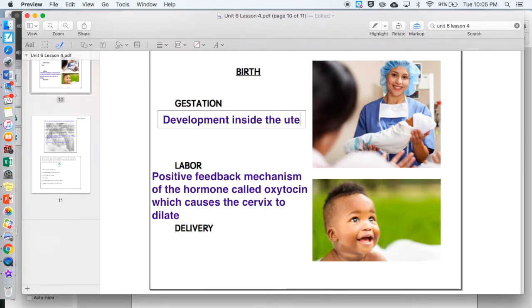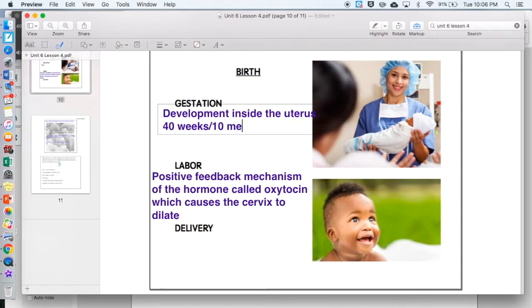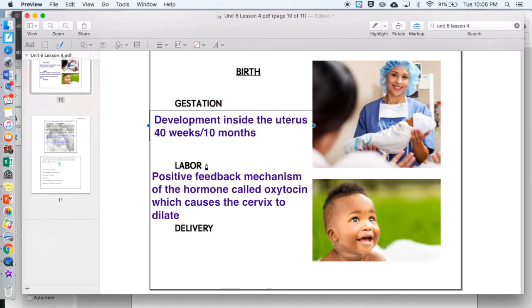So gestation is development inside the uterus. So that's the 40 weeks. We call it 9 months usually, but it's 10 months approximately. Labor is the positive feedback mechanism of the hormone called oxytocin, which causes the cervix to dilate. Also contractions, that's really the biggest part of labor. And delivery is the actual birth of the baby.